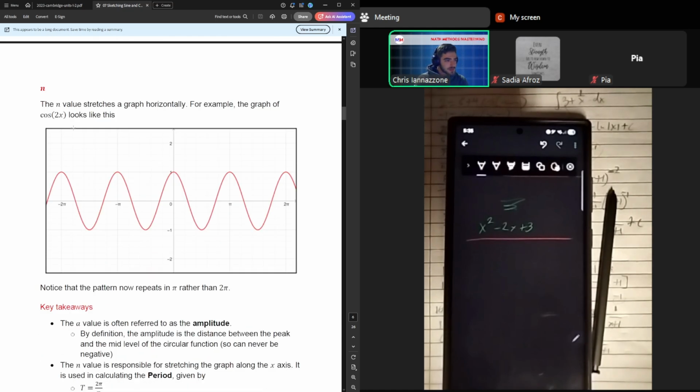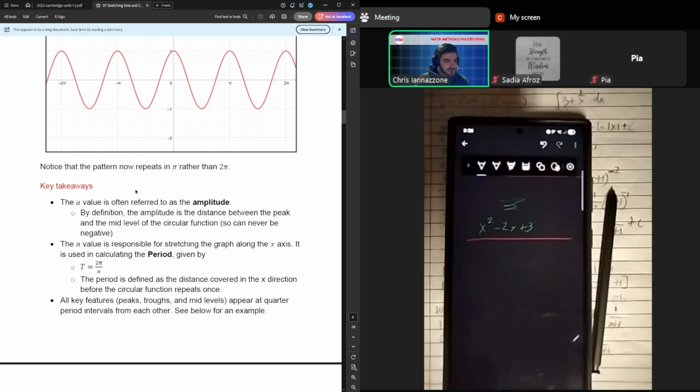As for n, that's the value directly attached to the x. That is a dilation factor that stretches you horizontally. As that number gets bigger, the horizontal stretch actually shrinks, which is why instead of doing a full cycle from 0 to 2 pi, we now do a full cycle of peak, middle, trough, middle, peak. That full cycle only happens within pi this time.